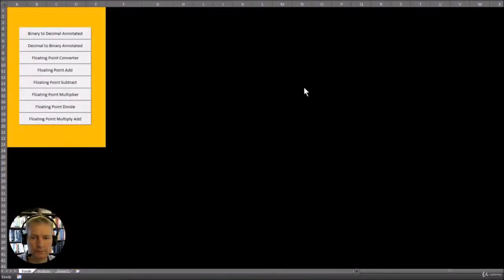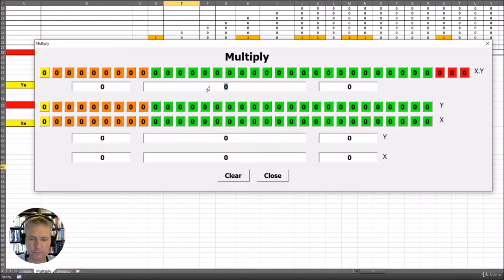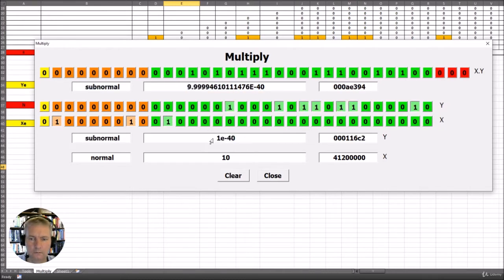So you can head in and open up the tool again, and if we go into the multiply section, now we're going to put in the number 10 and the number 1e to the minus 40. So you can see here we've got a normal times a subnormal, and we've now got a subnormal result. So again, we can take note of these numbers and then we'll go and put them into the multiplier in Logisim.